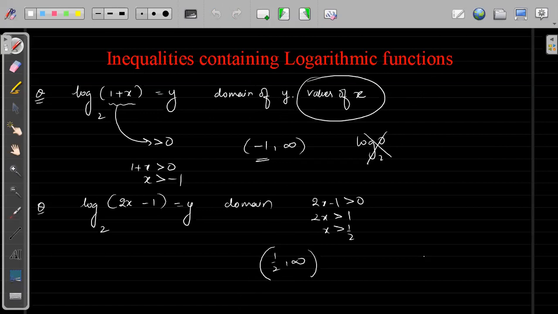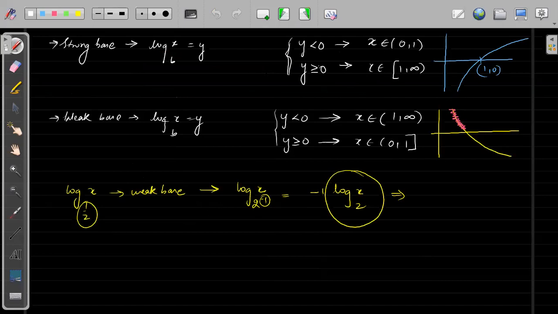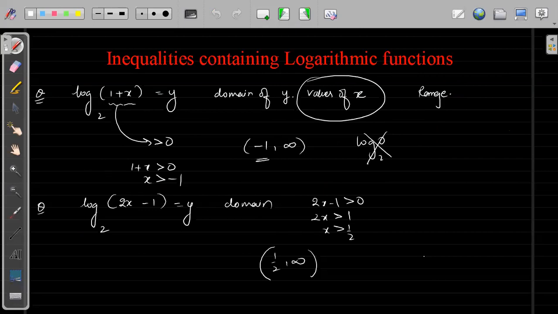Now for the first question, what is the domain, and what is the range of this y? How do you find it, greater than or less than 0? What I have said is that this x should always be greater than 0. This was the condition on x. Now instead of x I have 1 plus x, so this should be greater than 0.